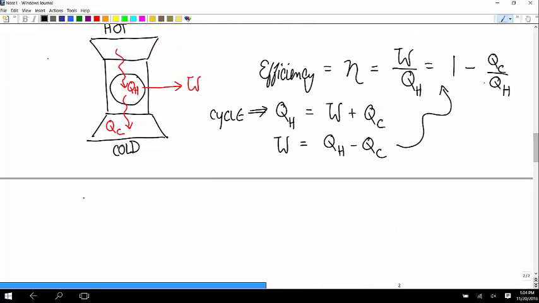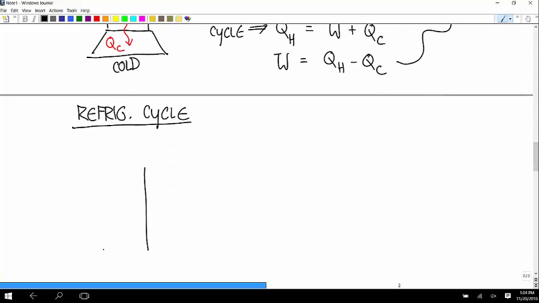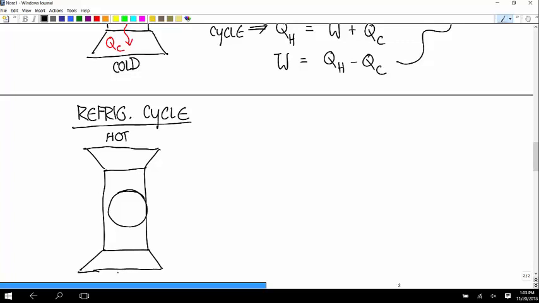So now let's go to a refrigeration cycle and think through this the same way. So here's the system. Here's the hot reservoir on top and the cold on the bottom again. Now, for refrigeration cycle, let's think about the directions of the energy transfers. So first, what's the direction of energy transfer, of heat transfer between the hot reservoir and the system?